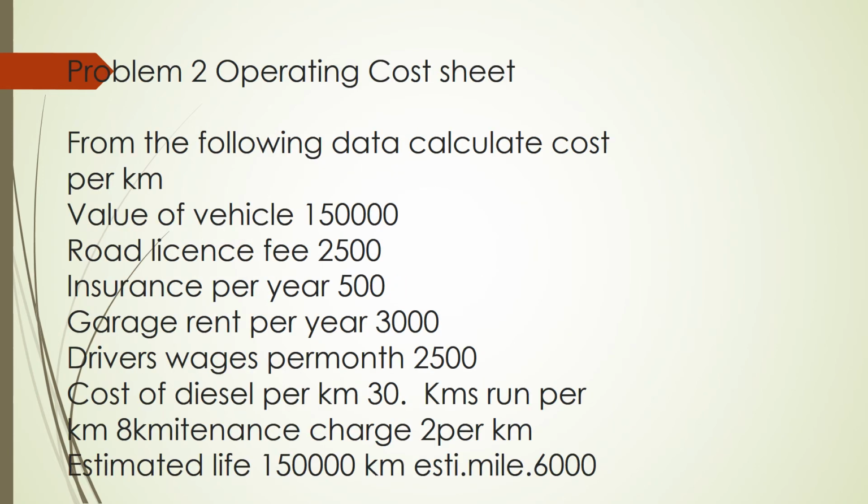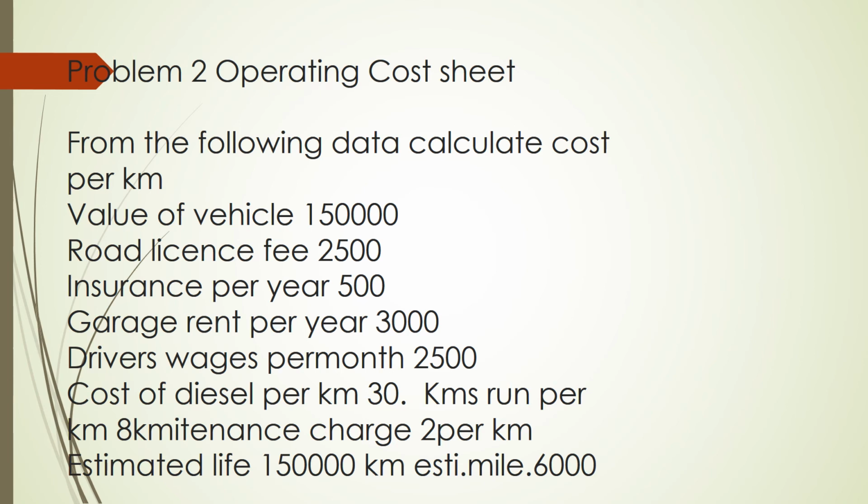Here is another problem, to compute the cost per unit by preparing a cost sheet. The problem gives the value of vehicle, 1,50,000, which is given to compute the depreciation. Road license fee is a fixed charge, rupees 2,500. Insurance per year, rupees 500, is also a fixed charge. Garage rent per year is a fixed charge, rupees 3,000.